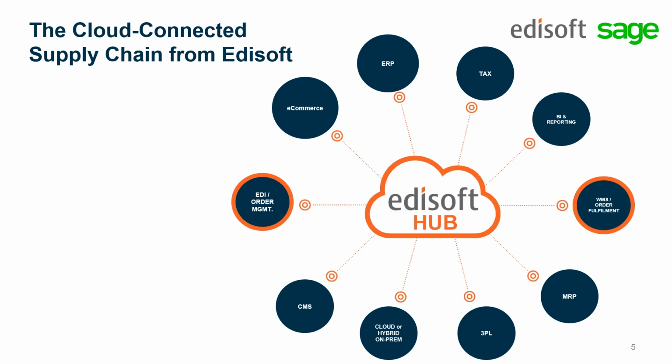And then, of course, are these applications cloud? Are they on-premise? Do you need to support a hybrid environment? All of that is handled within the Edisoft platform or Edisoft Hub. Now, the two circles that are highlighted in orange on the right and left side of this hub and spoke image are the Edisoft applications themselves that make up the connected platform.